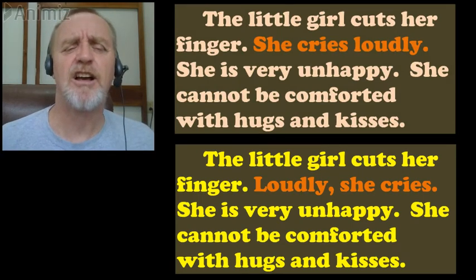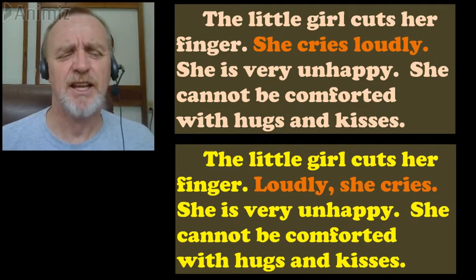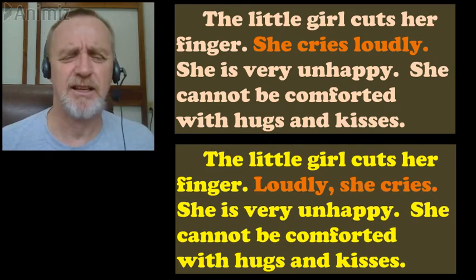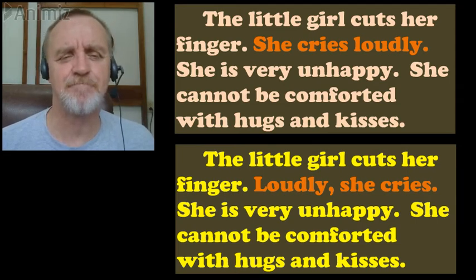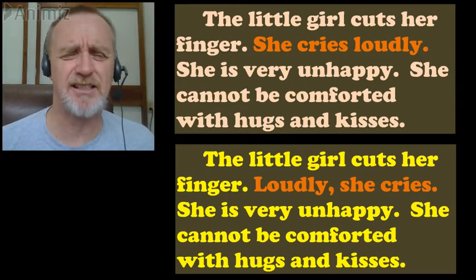The little girl cuts her finger. She cries loudly. She is very unhappy. She cannot be comforted with hugs and kisses. The little girl cuts her finger. Loudly she cries. She is very unhappy. She cannot be comforted with hugs and kisses.